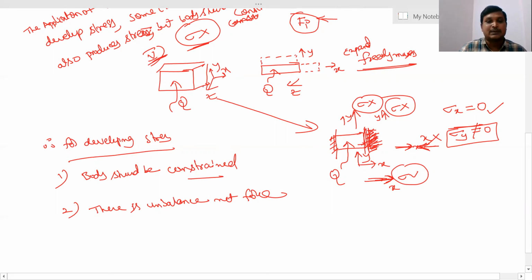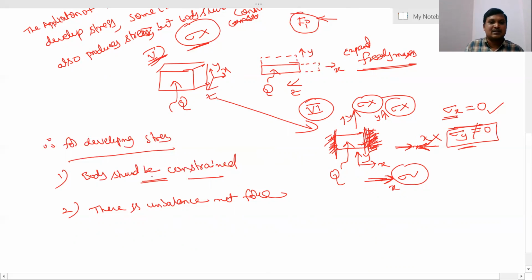Moves means expansion. So expansion takes place in the X direction, expansion in the Y direction, expansion in the Z direction. But in this case, I'm taking the seventh case. So what happened? I'm constraining in the X direction. When I try to constrain any member in a particular direction, a stress will be developed in that direction. So in the X direction there will be a stress developed, but in the Y direction there is no stress developed. So the first condition is satisfied.